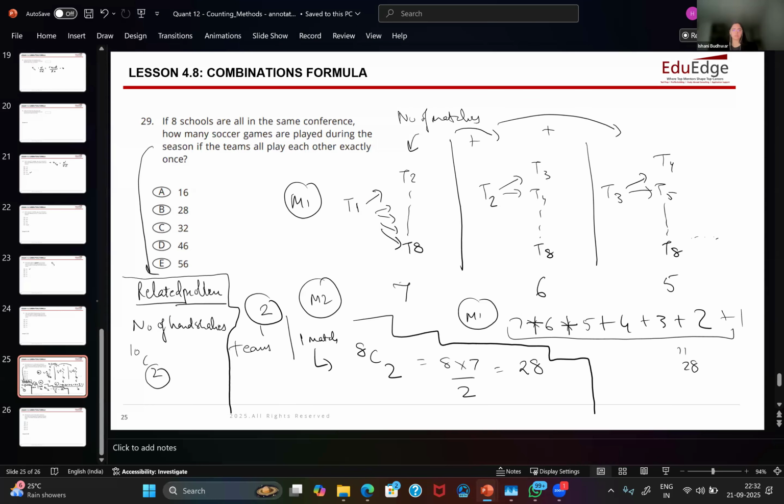So I take the first team, it can play a match with 7 other teams. Then when I go to team number 2, it cannot play with 1. It's already played with 1 already. So you can then have only 6 combinations. If then I go to T3, it's already played with 1 and 2. So the remaining matches will be with T4 all the way till T8. So again, this is a first principles way of solving this problem.